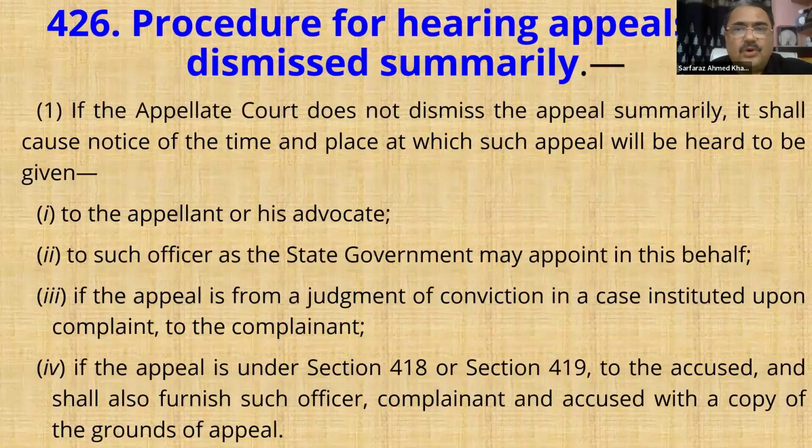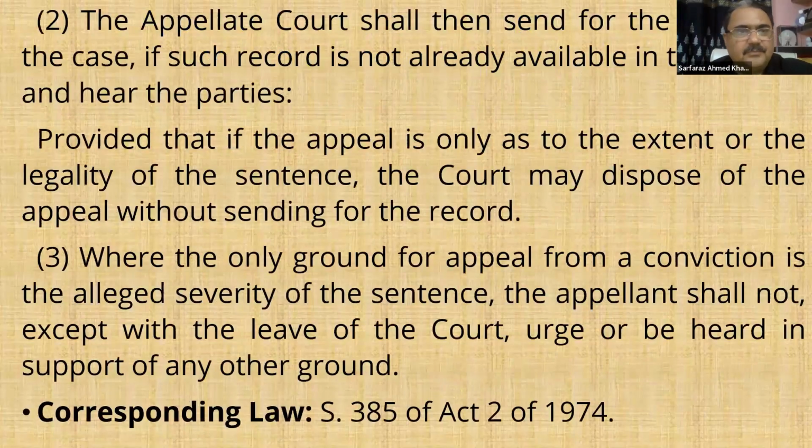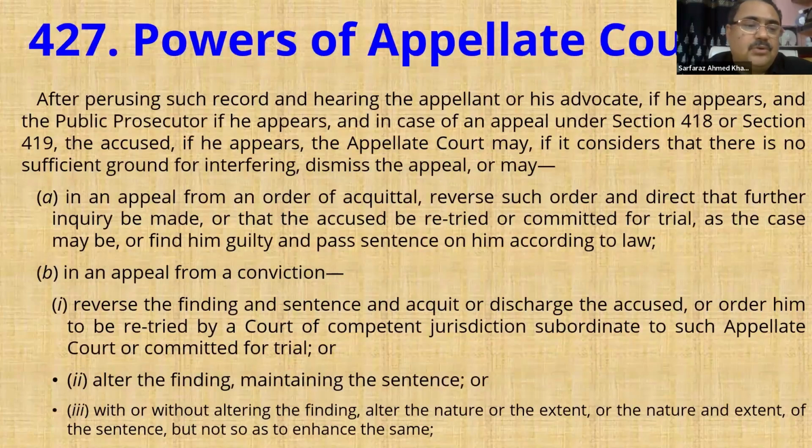426 says procedure for hearing appeal not dismissed summarily. So when the appeal is not dismissed summarily, then what to do? If the appellate court does not dismiss it summarily, it shall cause notice to be given of the time and place at which the appeal will be heard. So notice has to be given to the other party, who will appear, and then the hearing will continue. 427, power of the appellate court, the most important section in this chapter. What kinds of power does the appellate court have? Enormous power.